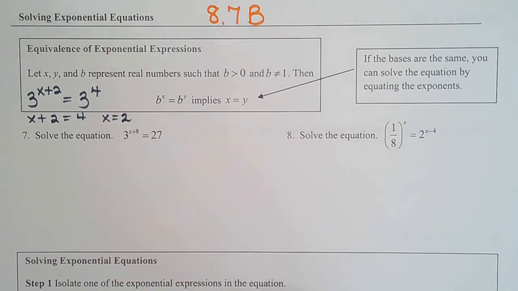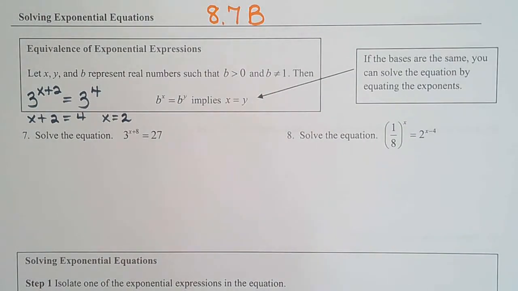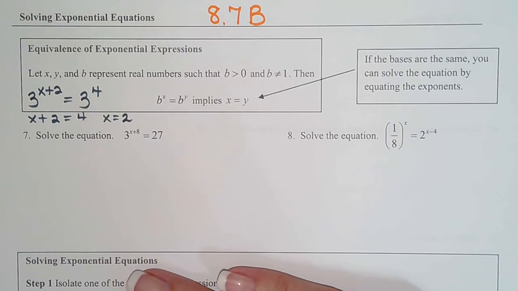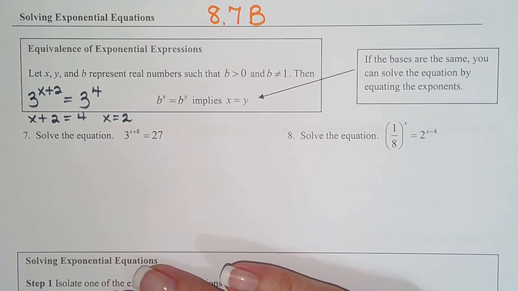The problem with this, very few bases can be made the same. Most of the time, like one base is 5 and one's 7. You can't make them the same. But for the ones that you can, it's a nice, easy rule, because you're going to see the second type that we're learning where you can't make the bases the same, a lot more work.